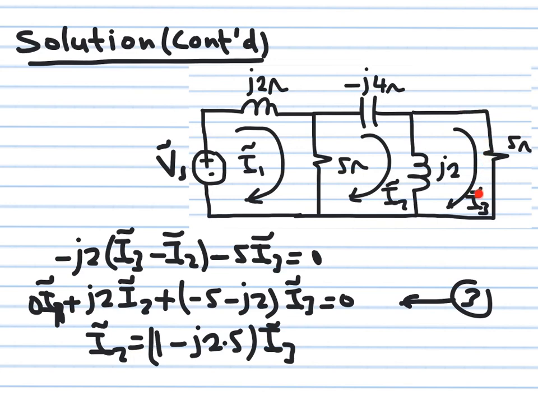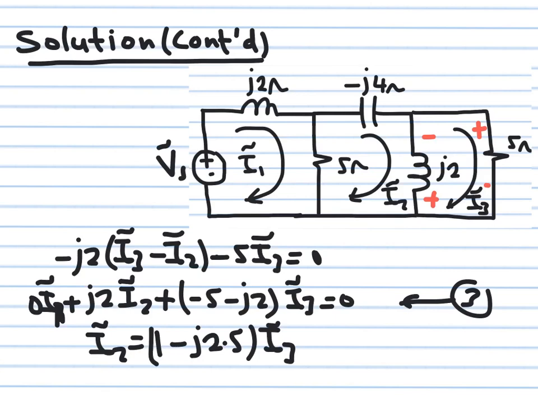Okay, in the third loop, here it is. I'm going to take the drops to be positive in the direction of the current of that loop, and then I will go in the clockwise direction. So this drop will be considered negative. So this is minus j2 multiplying (I3 minus I2). And this drop also will be considered negative. This is minus 5 multiplying I3. So these are the two parameters here.